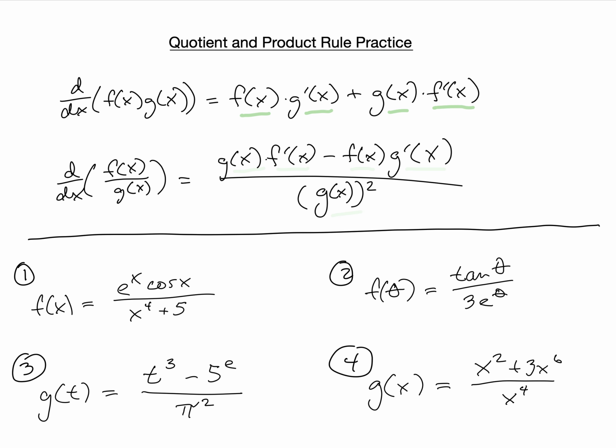The quotient rule says that if f of x and g of x are differentiable, then as long as g of x is non-zero, the derivative of the quotient is the low d high minus high d low, all over the bottom squared. So here are the functions that we'll take the derivatives of.